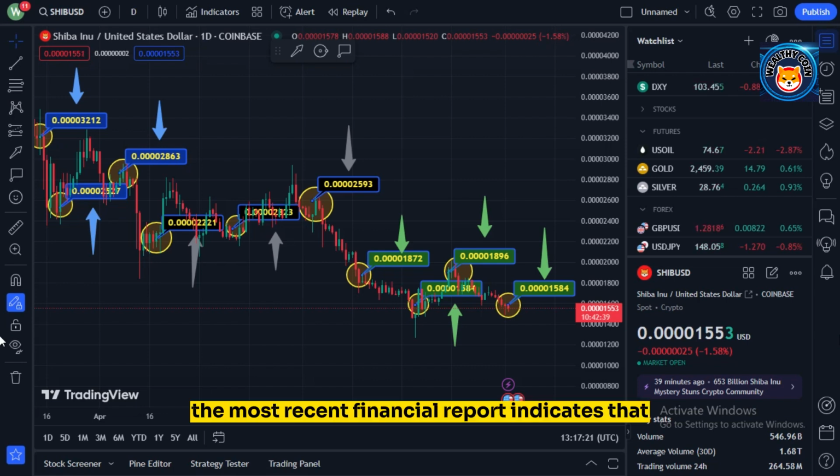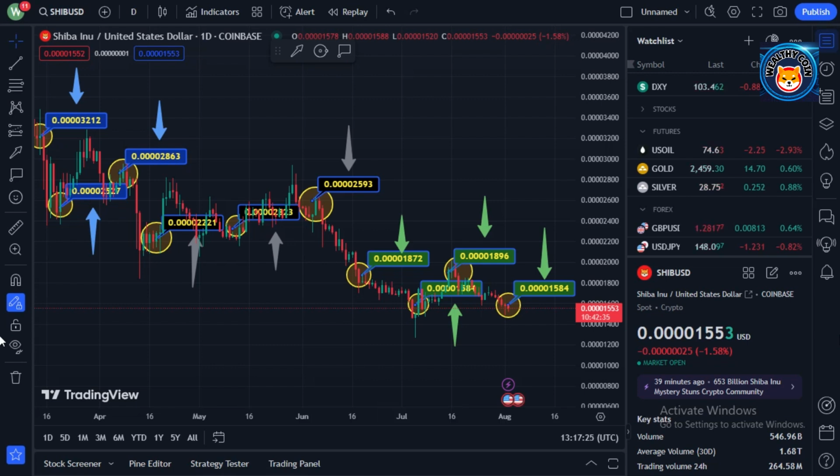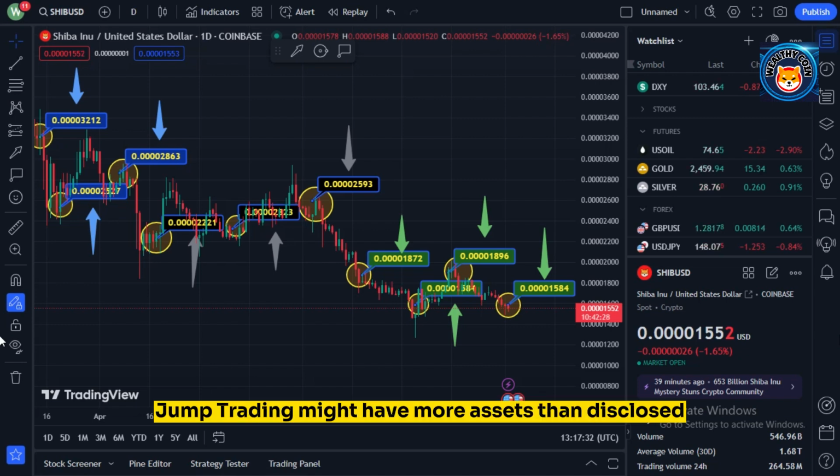The most recent financial report indicates that the platform is responsible for managing assets totaling approximately $150 million. According to the research, Jump Trading might have more assets than disclosed because certain of its holdings, such as cash or real estate, aren't publicly known.